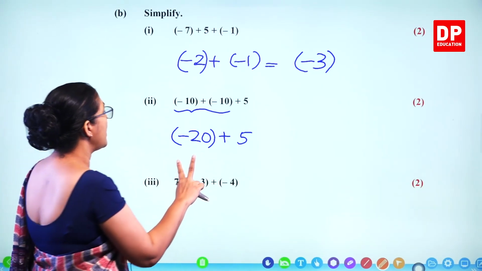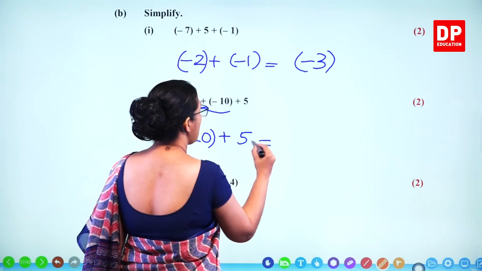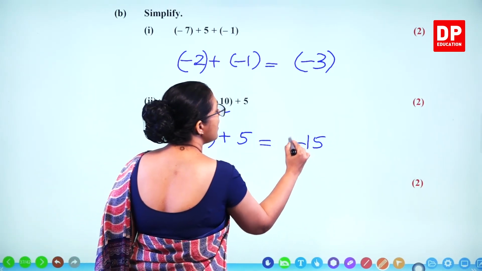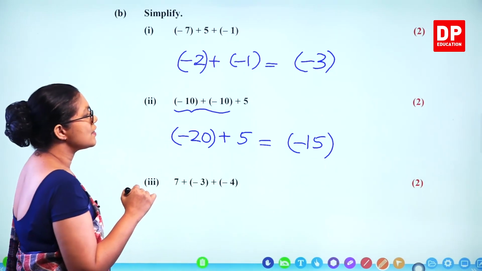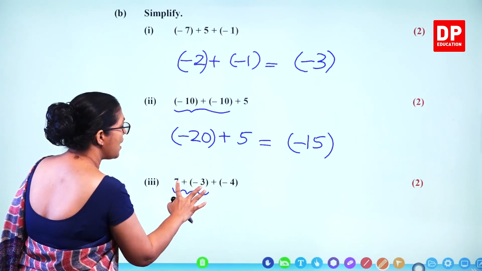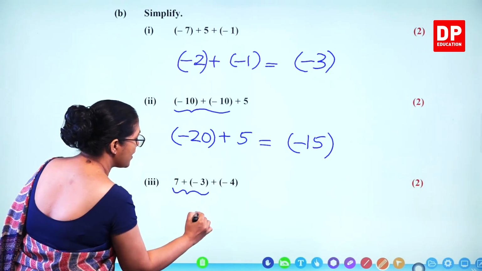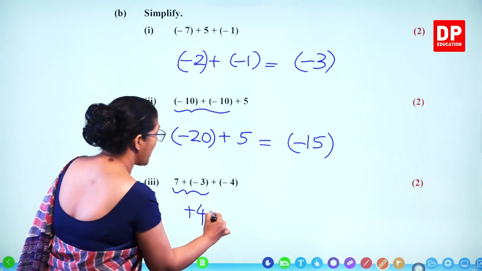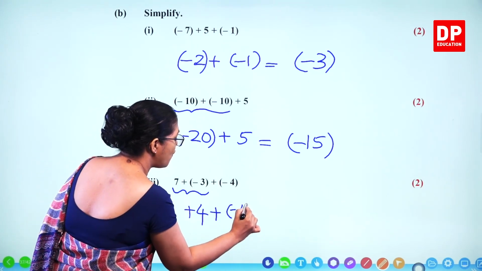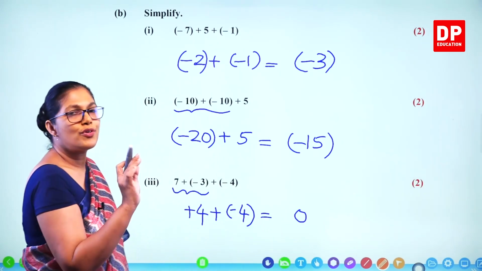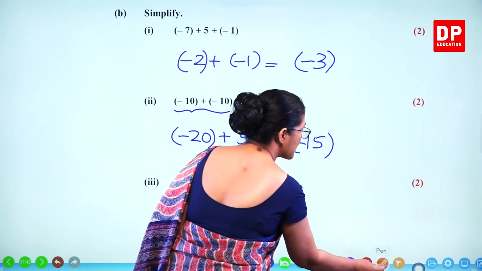Now -20 and +5. 2 different signs. Take the difference. 20 and 5 difference is 15. Put the sign of the larger number. That's -15. This one, 7 and -3. Take the difference and put the sign of the larger number. That's +4. +4 and -4. Take the difference, that's 0. So for 0, you don't need to put plus or minus.